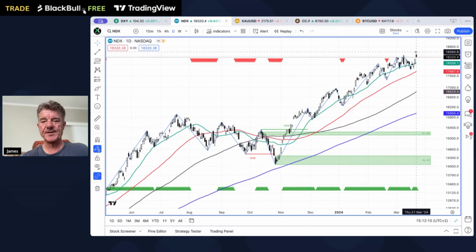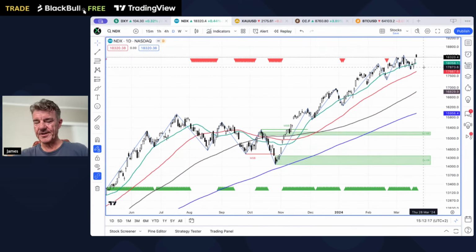It's way too much. It's got to come down. We need to have a correction. It's not going to just keep on going up. We're not going to get to 40, 50, 100, 200. At some point, the market needs a healthy correction.